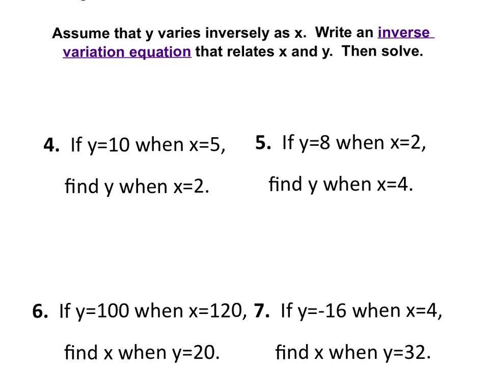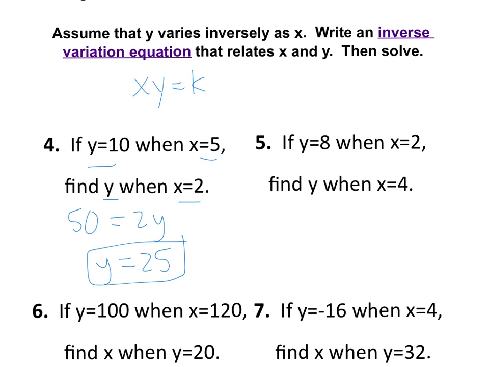So here on number 4, if y equals 10 when x equals 5, find y when x equals 2. I know that with inverse variation, x times y equals a constant. So I could say here, 10 times 5 is 50, and that's got to equal what my next two variables multiply to be, the same constant, so equals 2 times y. Now we would solve for y by dividing by 2, so y here would equal 25.